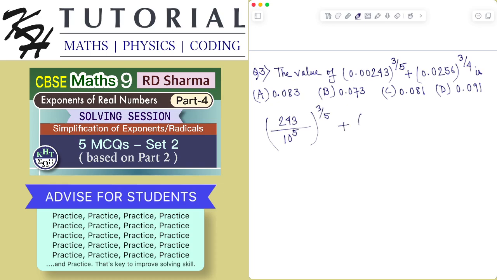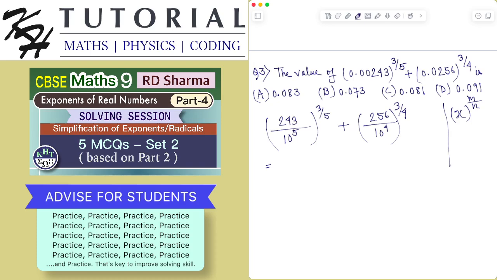And then plus again 0.0256, which in rational or fractional form will be 256 divided by 10 to the power 4. This whole is raised to the power 3 by 4. Now, whenever you have to simplify x to the power m by n, a rational exponent, you always first try to express x as a power of n. Then the power of n and the n in m by n will cancel out.